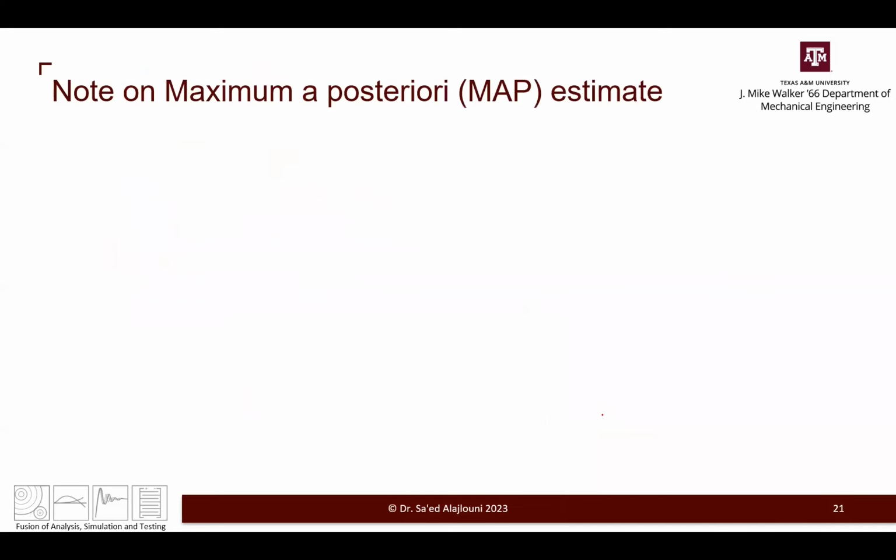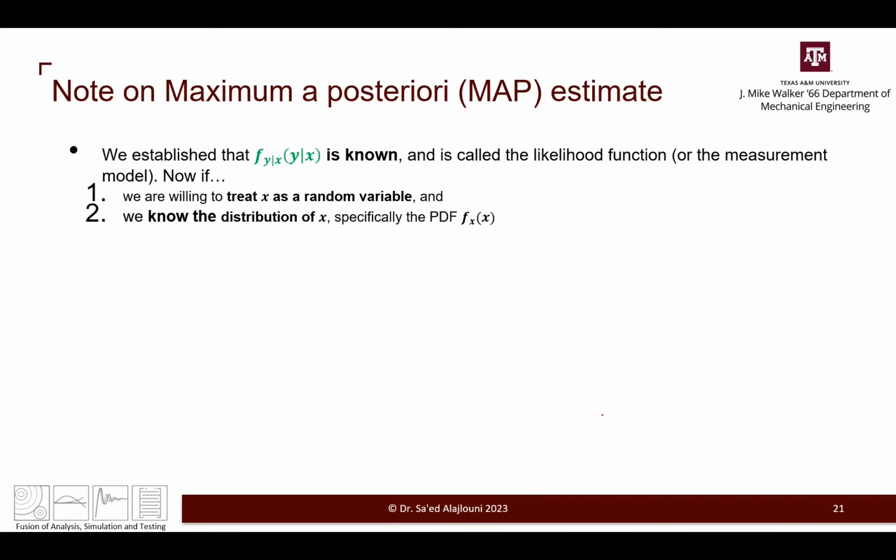Okay, so we have the likelihood function, and now I'm throwing in another jargon: the maximum a posteriori estimate, MAP. We established that this is known. This is our measurement model, really. Hx plus v, if x is known, we know the PDF, and we have Gaussian noise. So we know the PDF of this, and we called it the likelihood function.